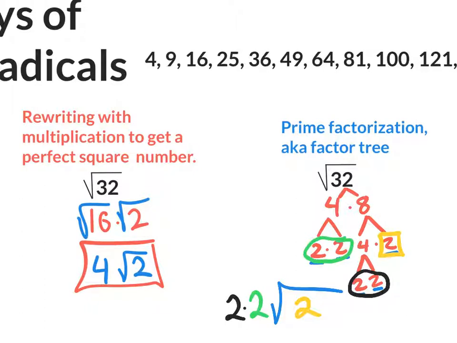So what do I have on the outside? I have 2 times 2. That's really going to be 4 square root of 2. And that's the same answer I got over here, just using a different method.